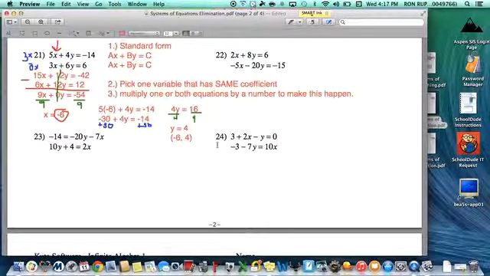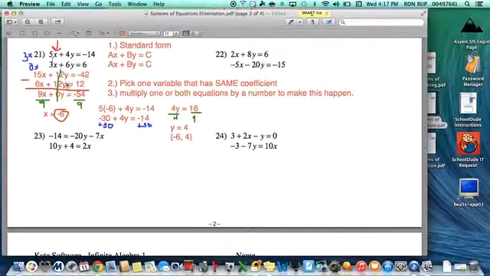So that is elimination. It's probably one of the more efficient ways to do it, as long as you remember these rules here. Has to be in standard form, make one variable have the same coefficient. You do that by multiplying one or both equations by a number. And then you just go through and you solve the equation.